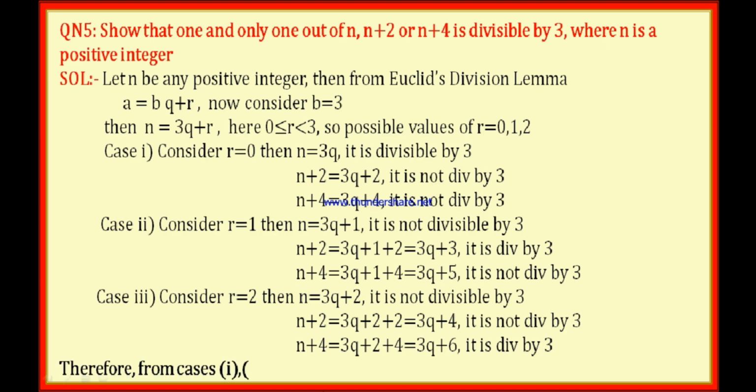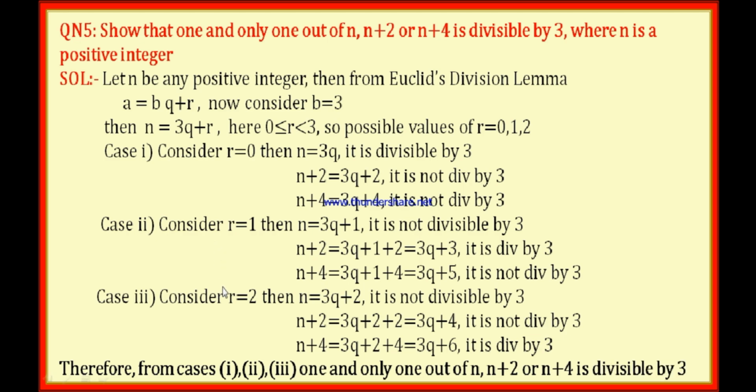Therefore in all the three cases, in case 1, case 2 and case 3, out of n plus 2 and n plus 4, only one value, here n value, here n plus 2 value and here n plus 4 value. Only one out of n plus 2 and n plus 4 is divisible by 3.